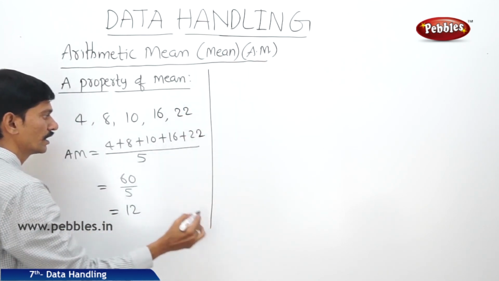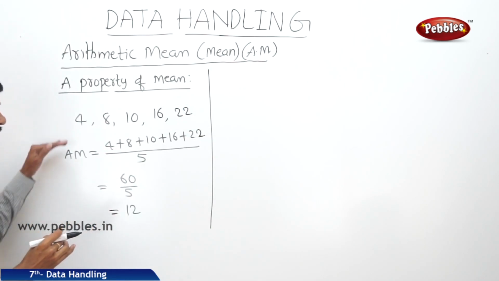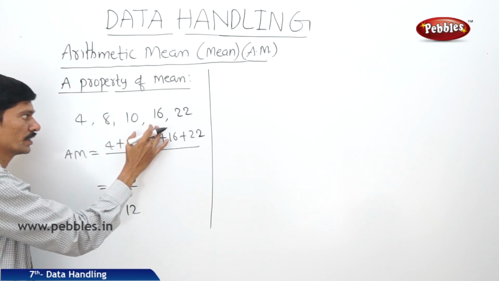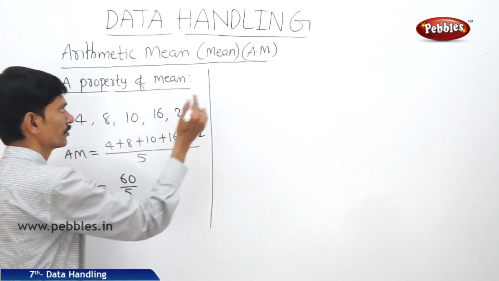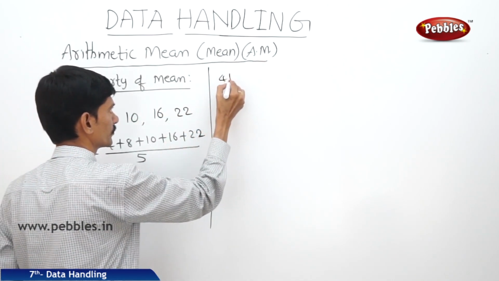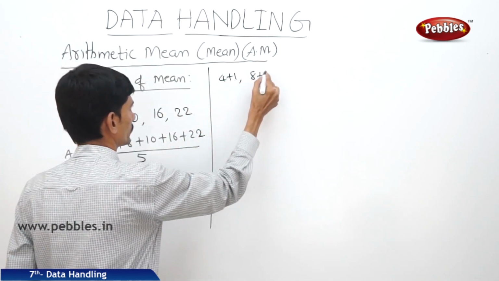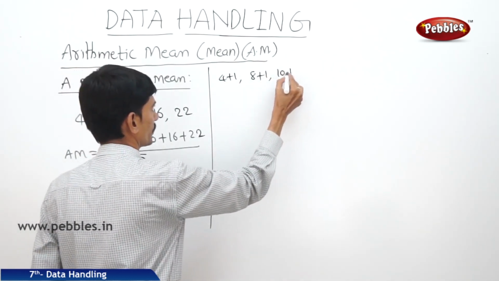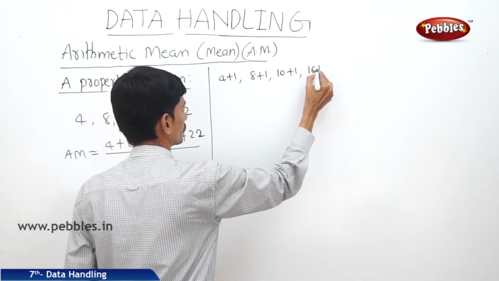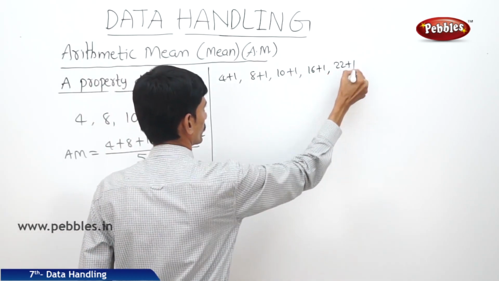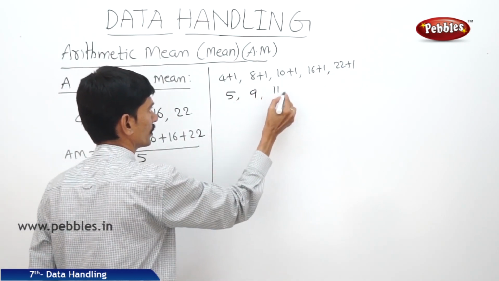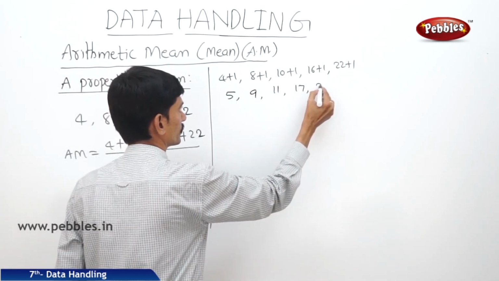Now let us add the same number to all of the observations. Means here all observations are increased by a certain value. Now we will increase all observations by 1. Then 4 plus 1, 8 plus 1, 10 plus 1, next 16 plus 1 and 22 plus 1. So then we get 5, 9, 11, 17, 23.